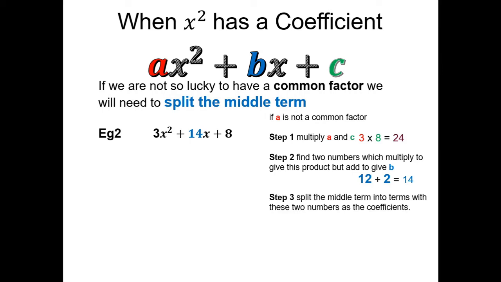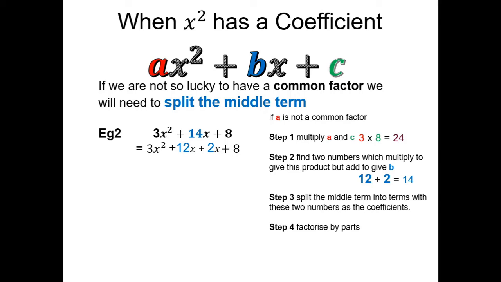So I'm going to split the middle term into the terms with these numbers as the coefficient. So rather than 14x, I'm going to have 12x and 2x. Together that makes 14x. So it's the same quadratic as I've got above. I've just split these apart so that I can do my factorizing by grouping.